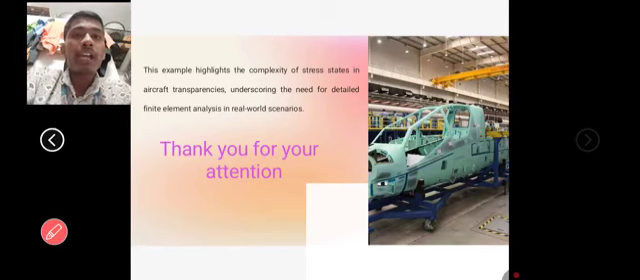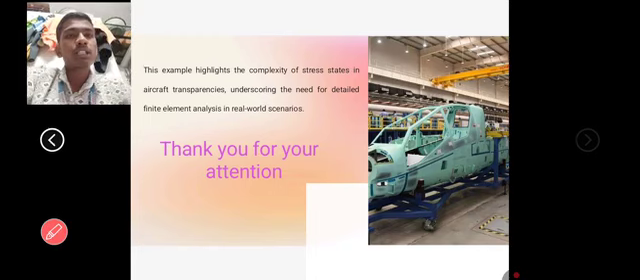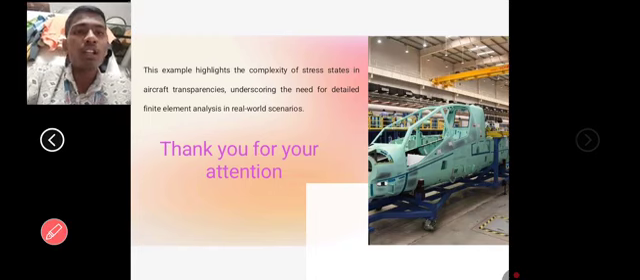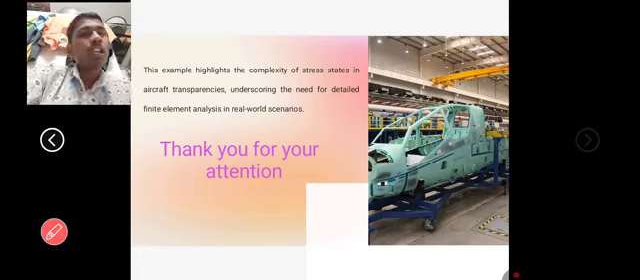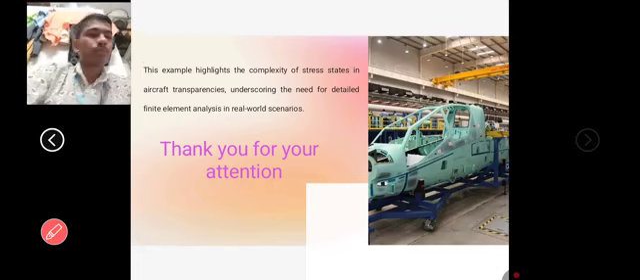This example highlights the complexity of the stress state in aircraft transparencies, underscoring the need for detailed finite element analysis in real-world scenarios.